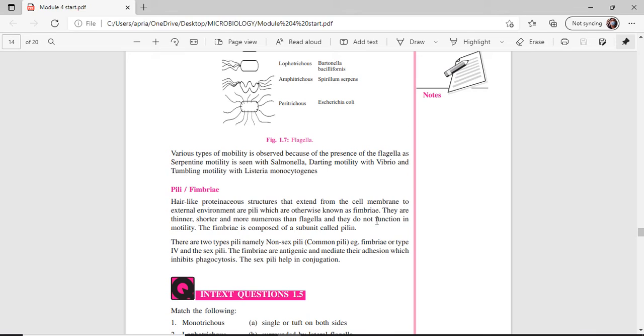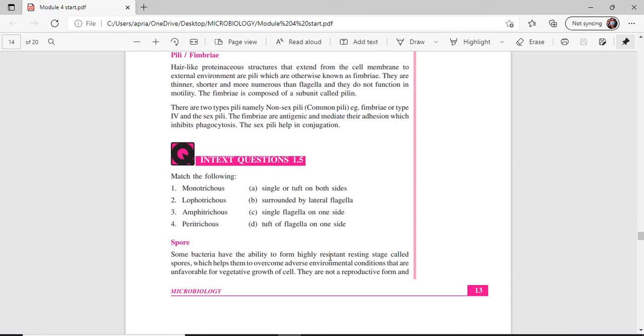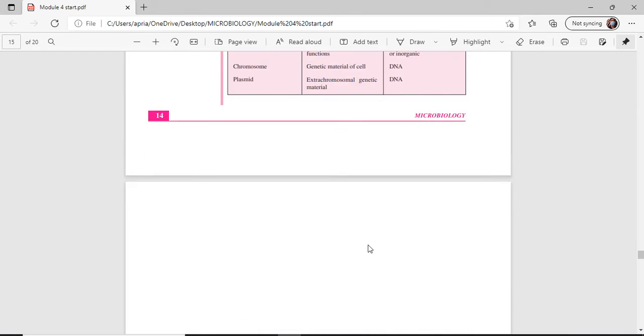Okay, there are two types of your pili, namely your non-sex pili, also called common pili, right? For example, your fimbriae or a type of FIV, and a sex pili. Okay, the fimbriae are antigenic and mediate adhesion, which inhibits your phagocytosis. Okay, the sex pili help in conjugation. Next, your spores. Lapit na lang kita, class.